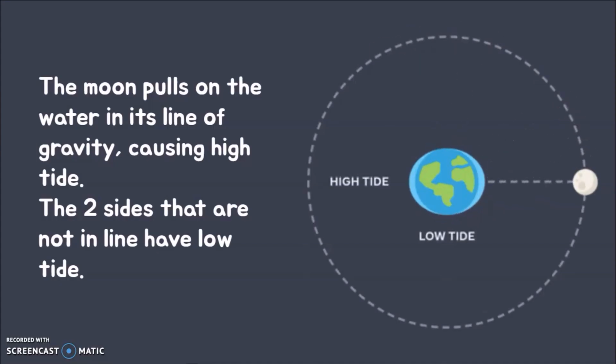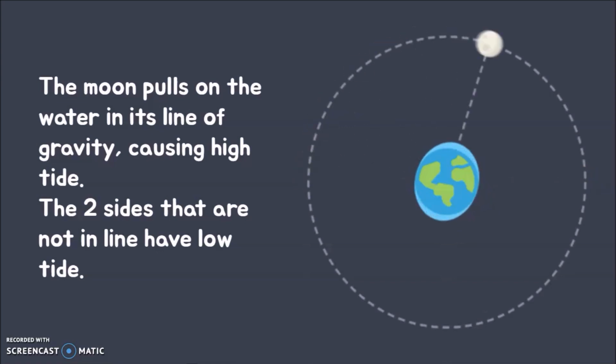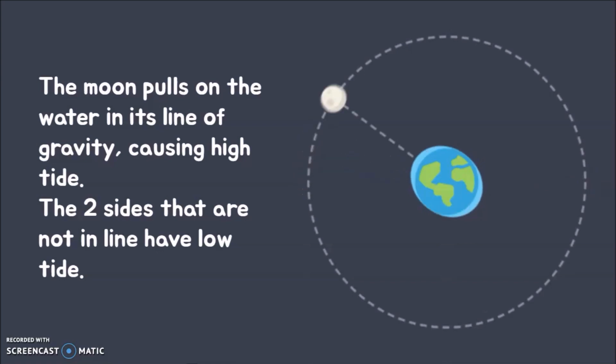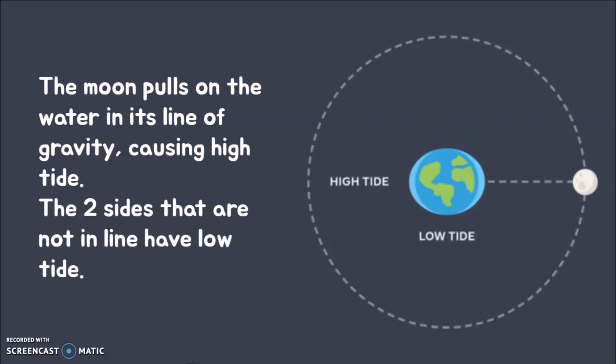The moon goes in a circle around the Earth, and this is called the orbit. Now, as the moon circles the Earth, it's going to pull on the water in line with it, both on the side the moon is and on the other side, and this is going to cause high tides in those areas. And the two sides that are not in line with the moon are going to be experiencing low tides.